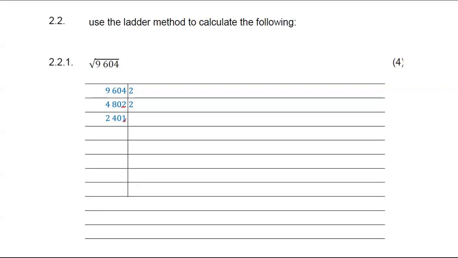I'm going to try 3. When I try 3, it gives me a decimal. Okay, let's try 5. 5 also gives me a decimal. Okay, the next prime after 5 is 7. So let's try 7.